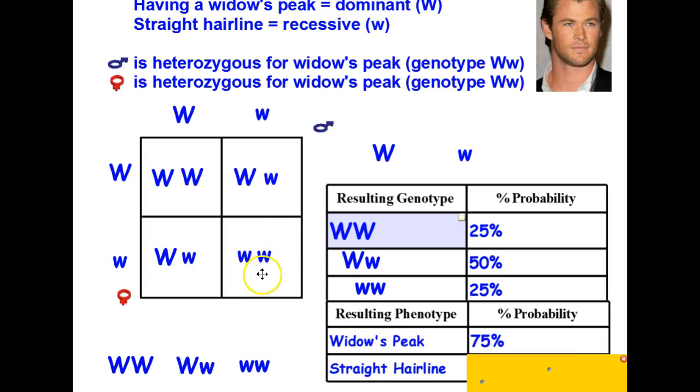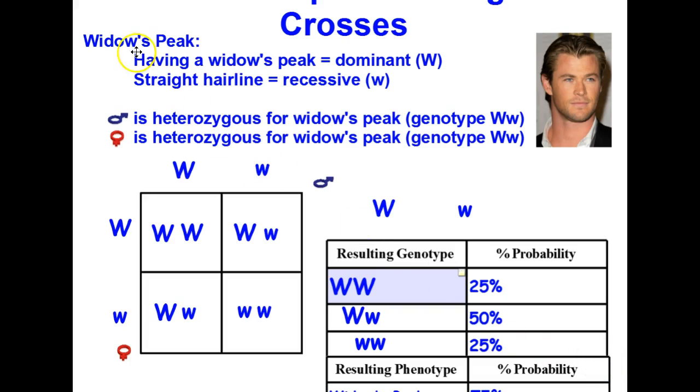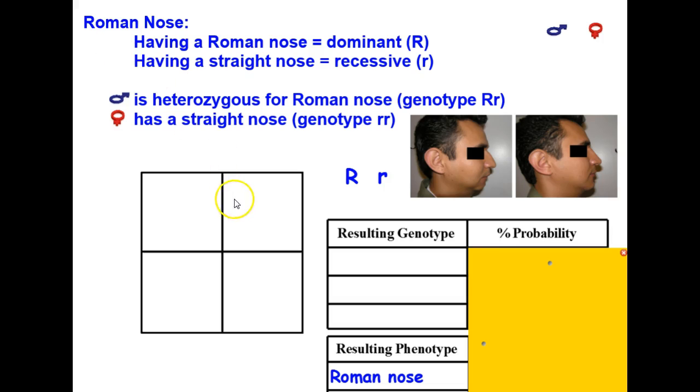Only 1 out of the 4 shows the homozygous recessive trait for a straight hairline. And so straight hairline, 1 out of 4 would be 25%. And that's how you do a Punnett square. Let's do another example where we take a look at the human trait of having a Roman nose.